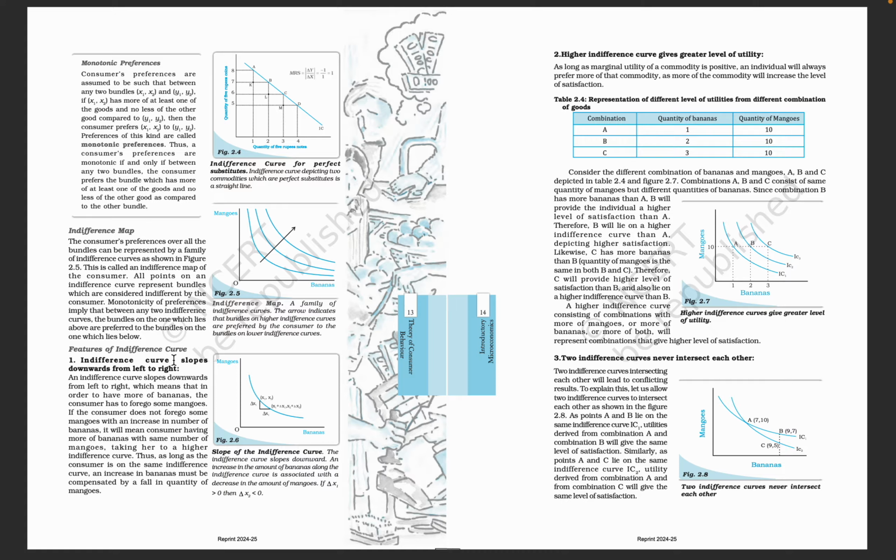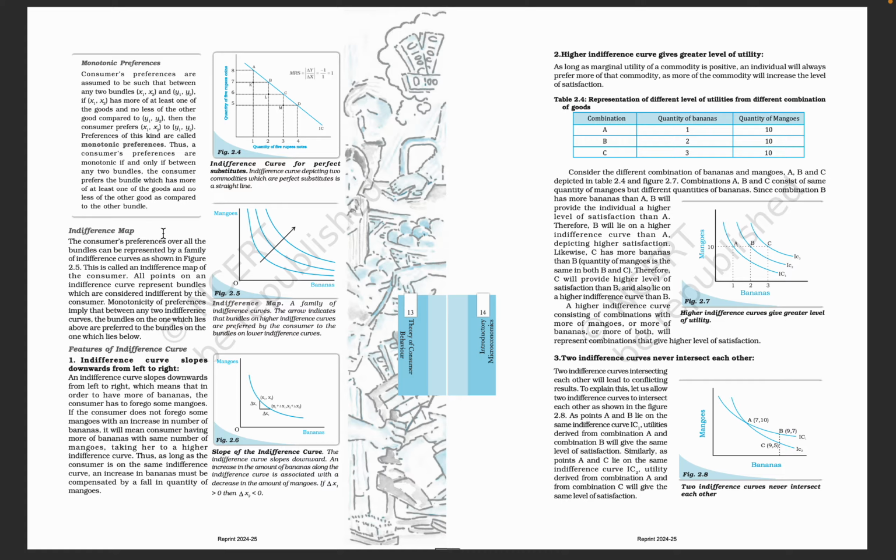3. Two indifference curves never intersect each other. Two indifference curves intersecting each other will lead to conflicting results. To explain this, let us allow two indifference curves to intersect each other as shown in the figure. As points A and B lie on the same indifference curve IC1, utilities derived from combination A and combination B will give the same level of satisfaction.